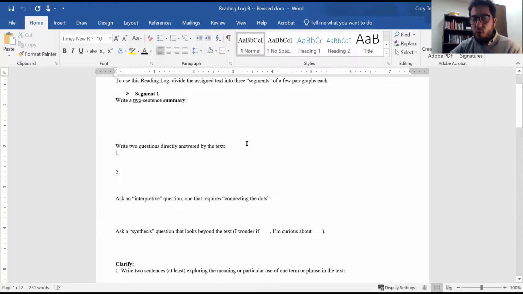Then write 2 questions directly answered by the text. This is easy in a way. It's a matter of asking a question that a reader could read directly through the text and find a direct answer to.